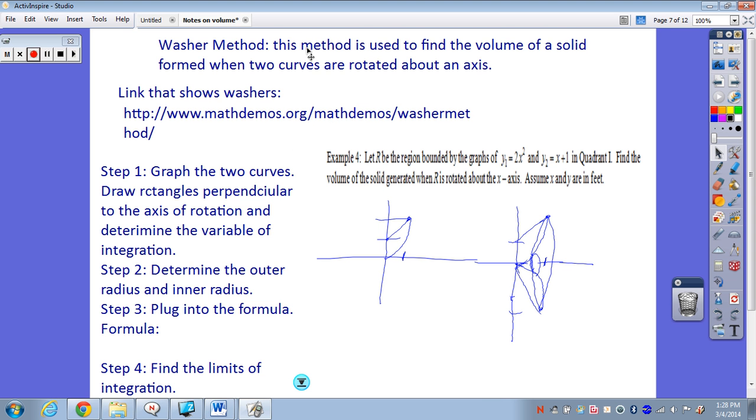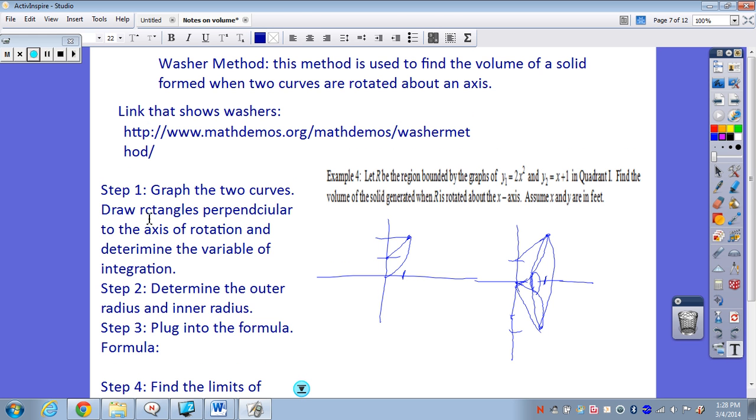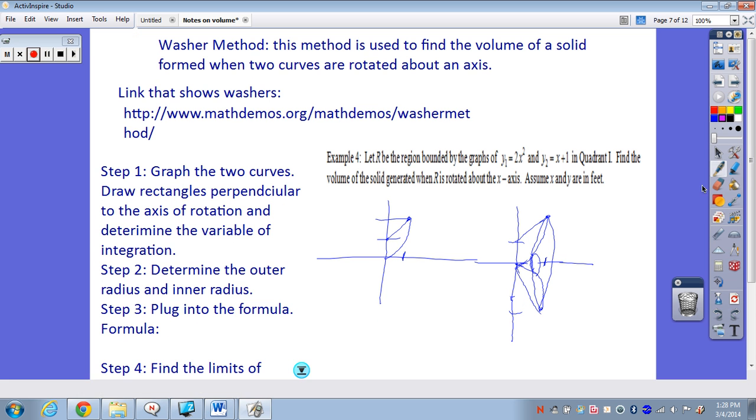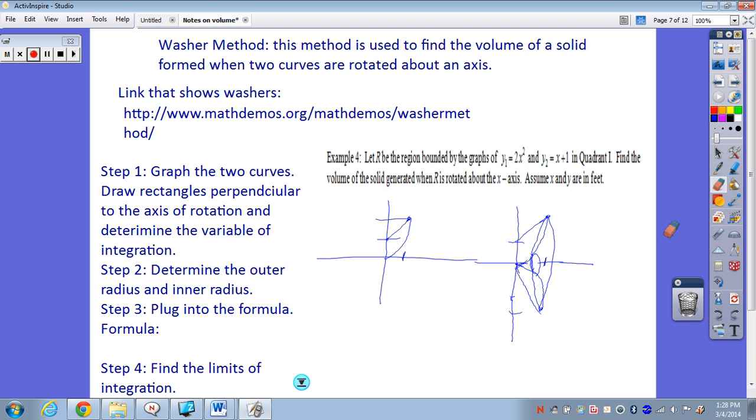So we use the washer method when we want to find the volume of a solid formed by two curves when they're rotated around an axis or around a line like x equals 1 or y equals 1. So the steps are pretty much the same. We graph the two curves. We determine rectangles perpendicular to the axis of rotation, and determine the variable of integration. We have to find the outer radius and the inner radius, and then we plug into the formula.